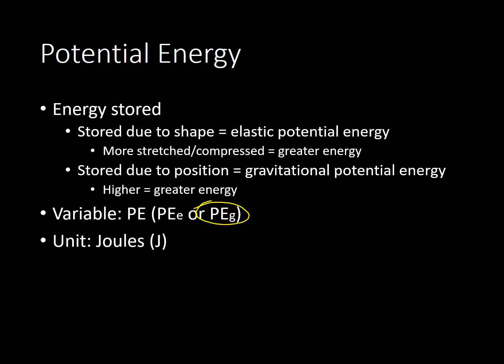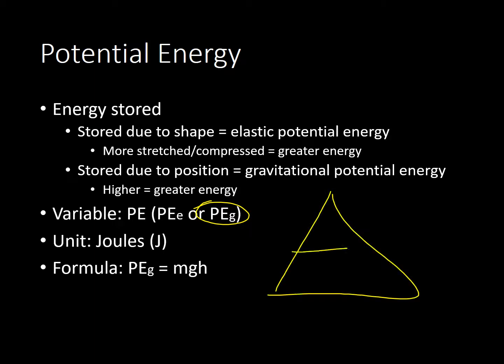Again, the unit for all forms of energy is joules. And so our formula is PE equals mgh, and I'm usually just going to say PE instead of PE subscript G just because that's a little faster to say. So our PE goes in the top, m, g, and h go in the bottom. So again, your m, g, and h are multiplied, so you have to keep those together in the bottom. Let's take a look at some examples.